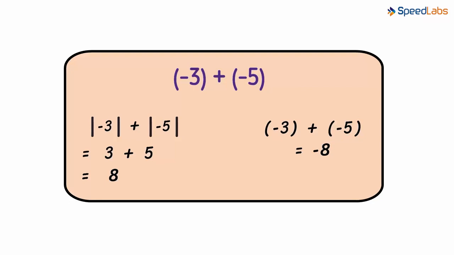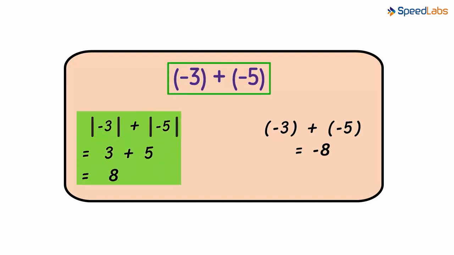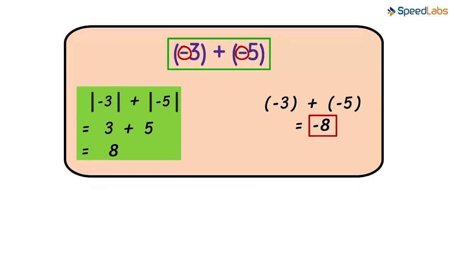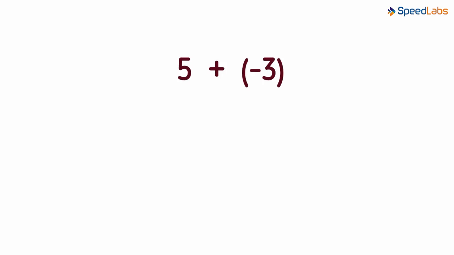So far we've seen that if the signs of two integers are the same, then it's very easy to find their sum. To find their sum, we first add their absolute values, and the answer will take the sign of the integers. What if we had to solve this? Here we have to add one positive integer and one negative integer. It means there are two different signs.